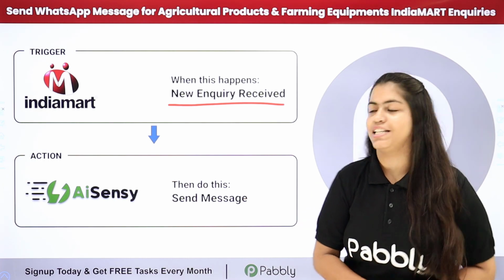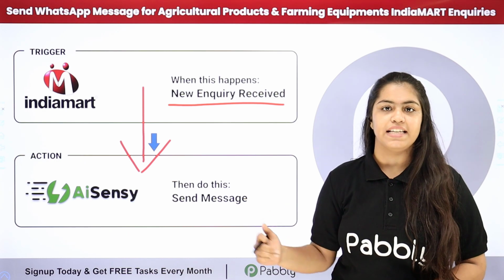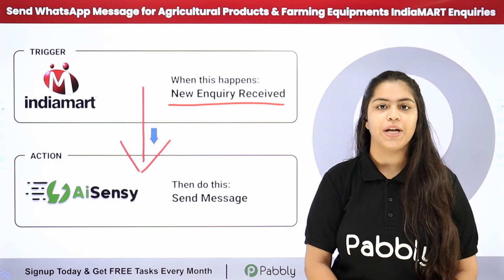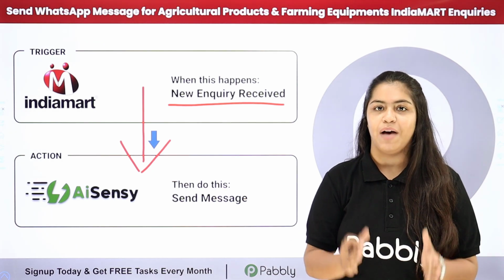For this, we are going to create a connection between IndiaMART and AI Sensei. So over here, I'm going to use AI Sensei to send the WhatsApp message. So we are going to create this connection without knowing any programming or coding language with the help of an amazing automation software which is Pabbly Connect.